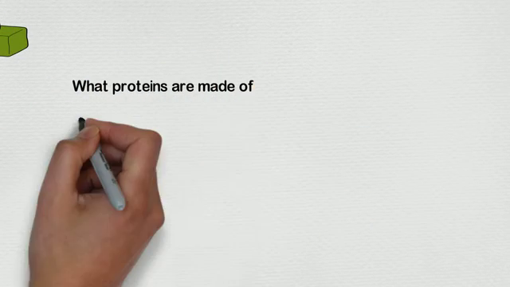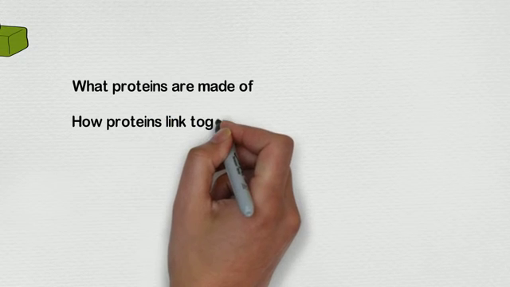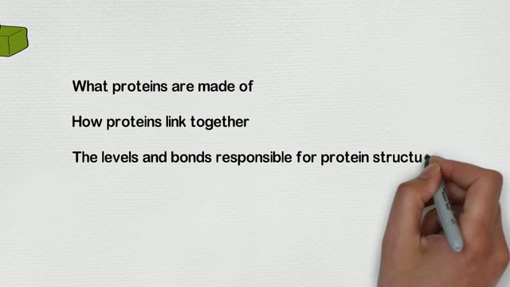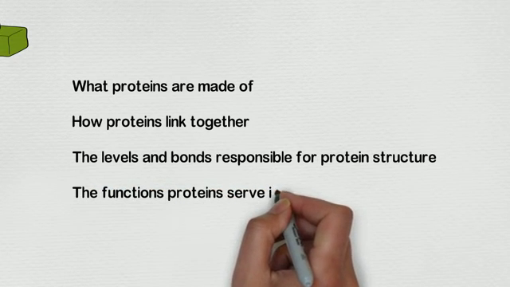First, what proteins are made of. Second, how proteins link together. Third, the levels and bonds responsible for protein structure. And last, the functions proteins serve in our bodies.